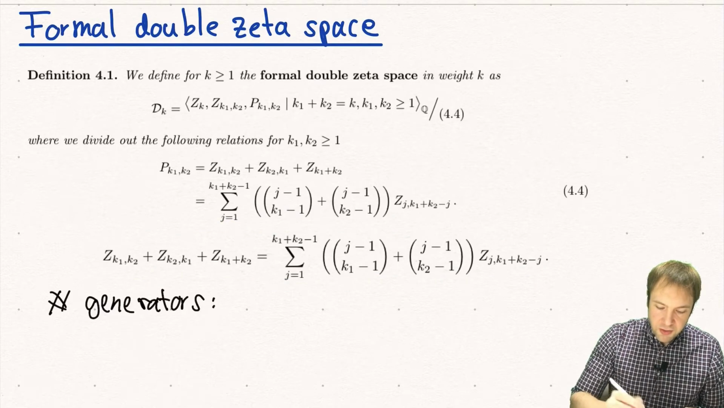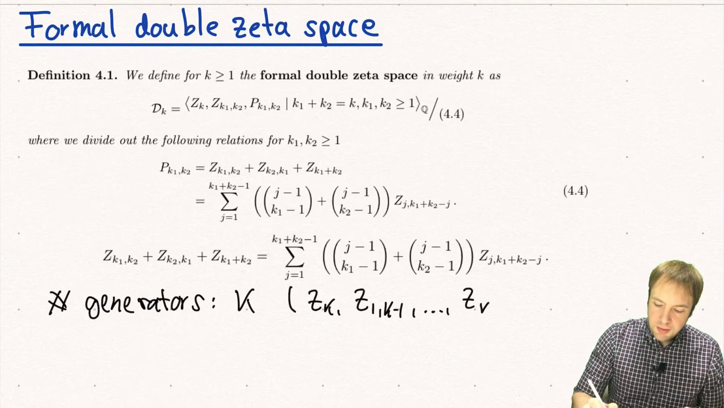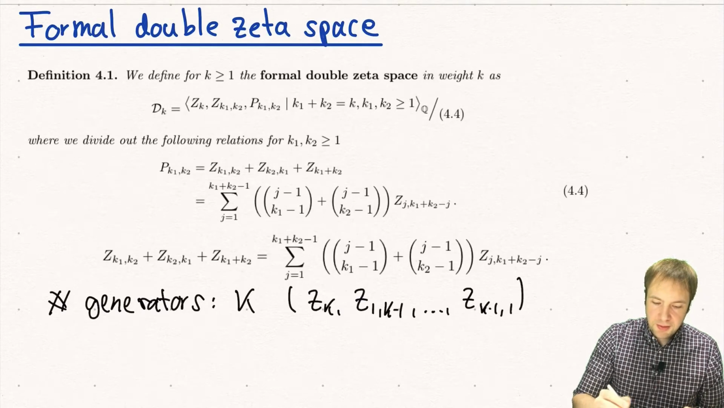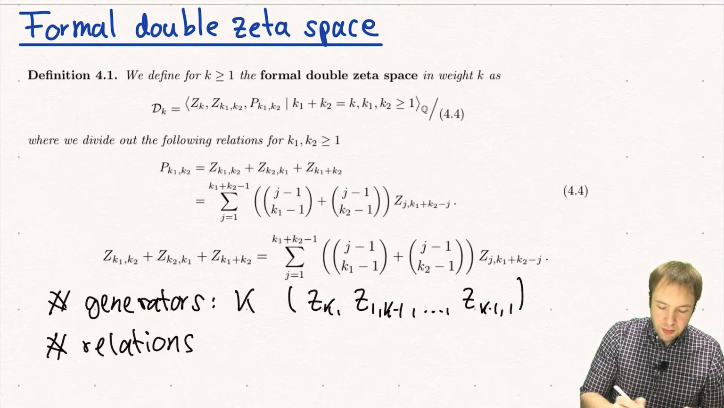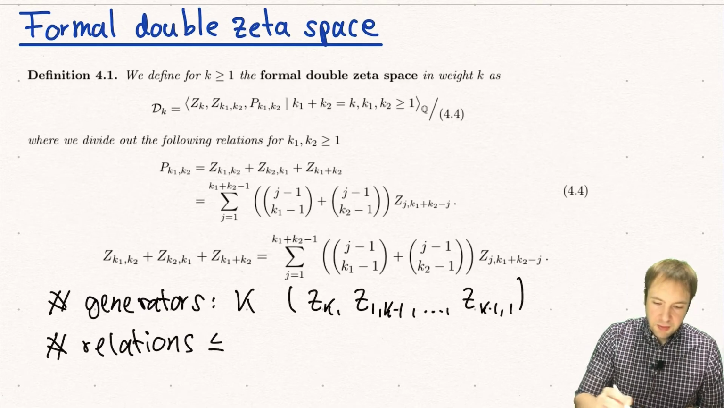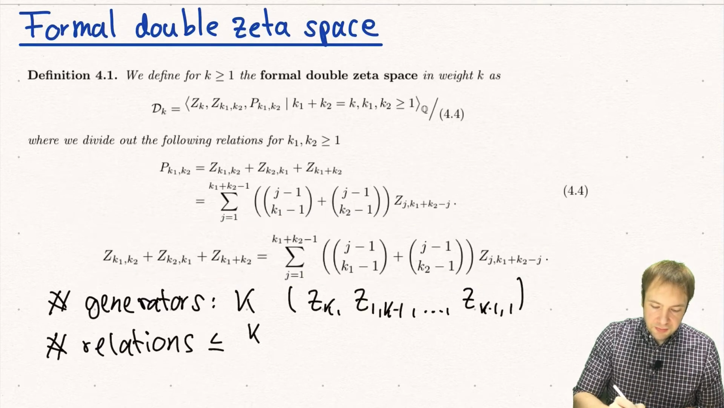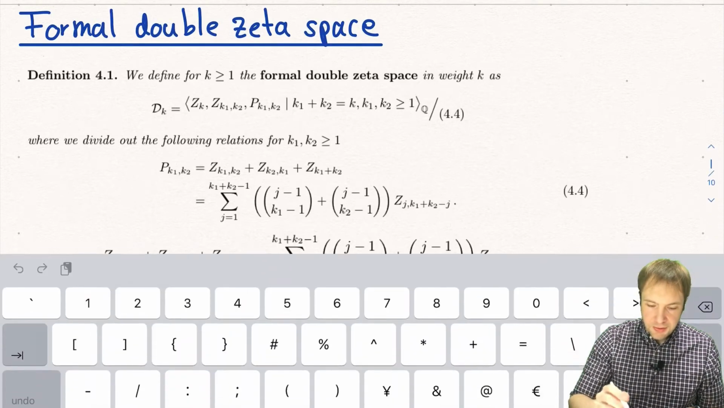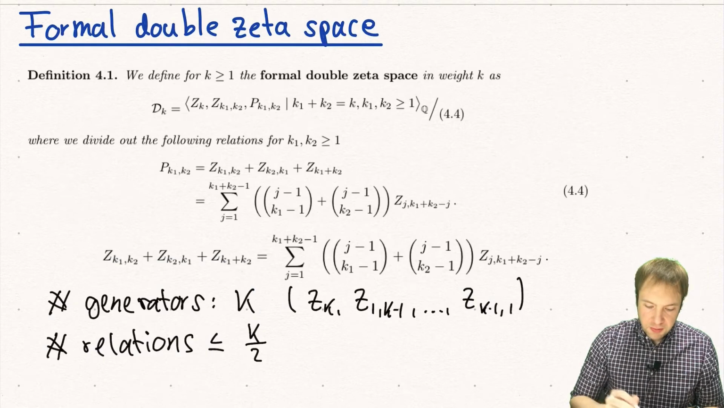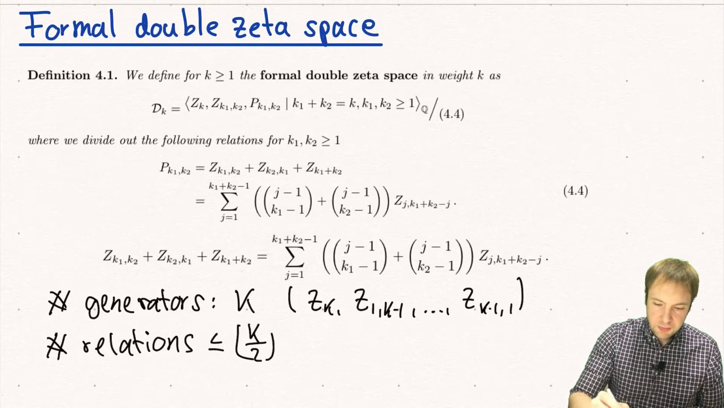So first of all, how many generators do we have? We have k generators, so we have zk, z1, k minus 1, up to zk minus 1, 1. So these are k. And how many relations do we have? Well, this set of relations, because it's symmetric in k1 and k2, is at least k half. Well, this is the case for k even, and for k odd we need to take the floor.